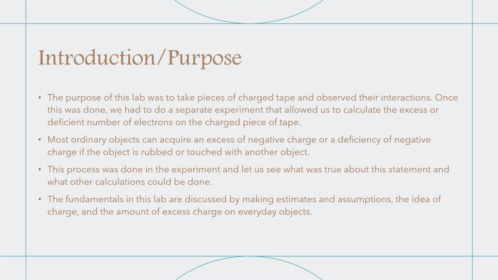First, I want to introduce this lab and the purpose. The purpose of this lab was to take pieces of charged tapes and observe their interactions. Once this was done, we had to do a separate experiment that allowed us to calculate the excess or deficient number of electrons on the charged piece of tape. This process was done in the experiment and let us see what was true about the statement and what other calculations could be done. Some fundamentals in this lab are discussed by making estimates and assumptions, the idea of charge, and the amount of excess charge on everyday objects.